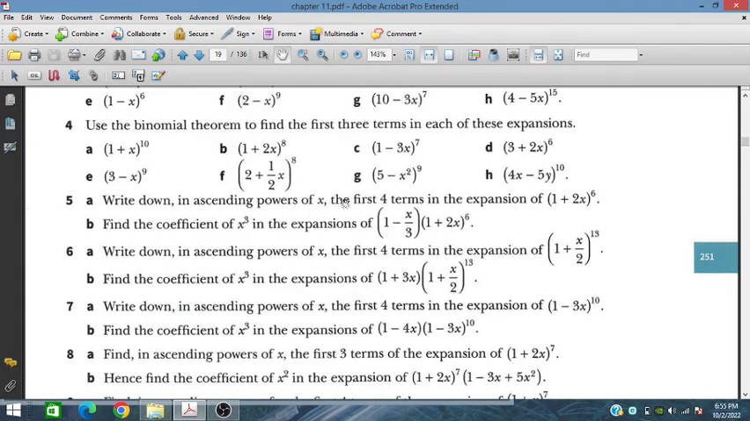Write down the ascending power of x for the first 4 terms in the expansion of this. We have to evaluate the first 4 terms of this, and in part 2 we have to find the coefficient of x cube in the expansion of this. So we will utilize this expansion to find the coefficient of x power 3 in part B.